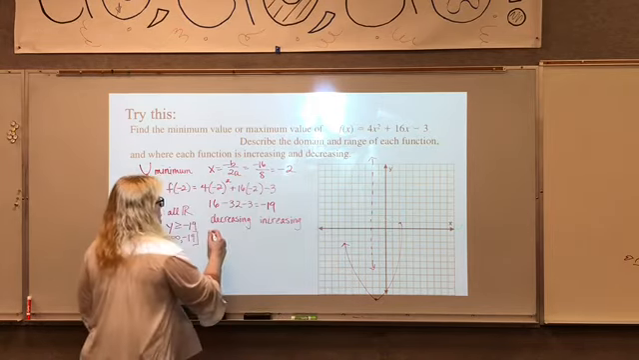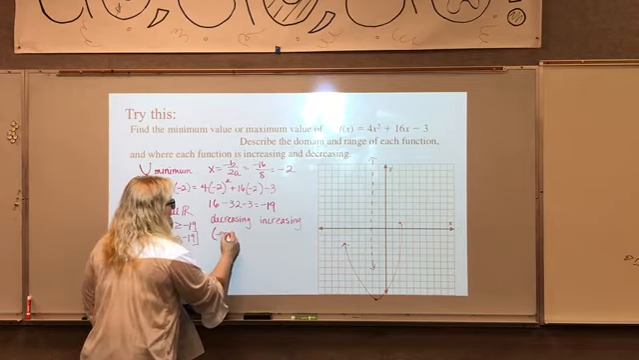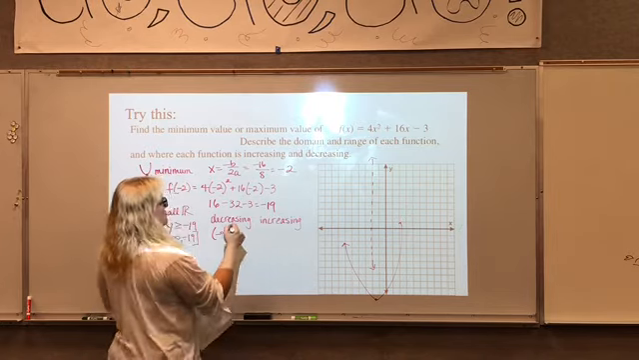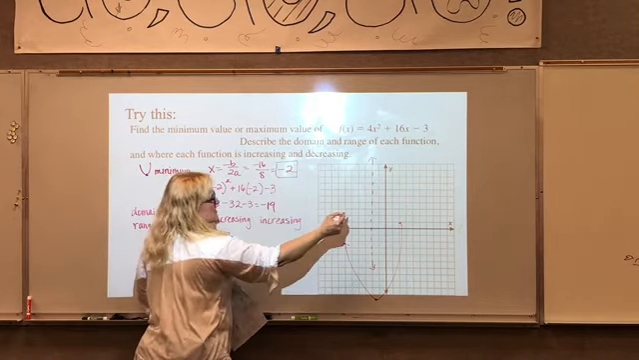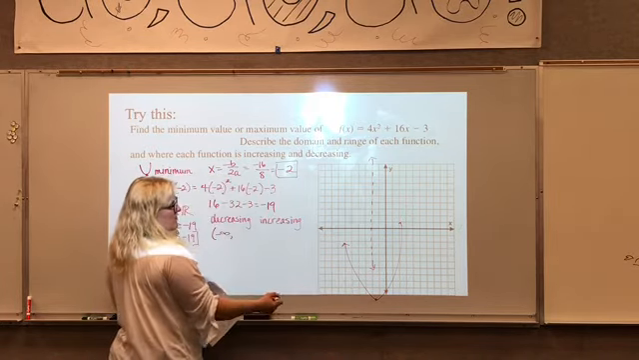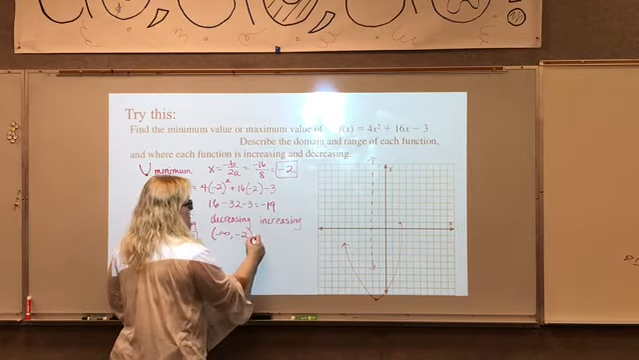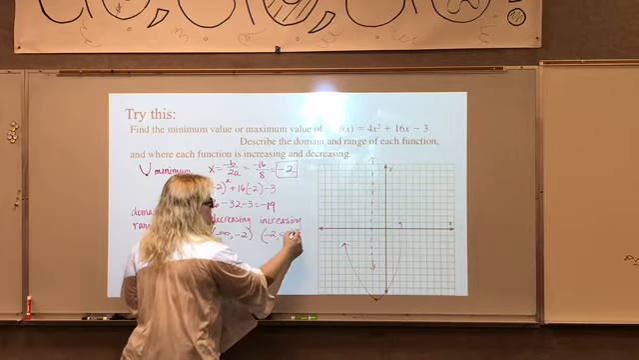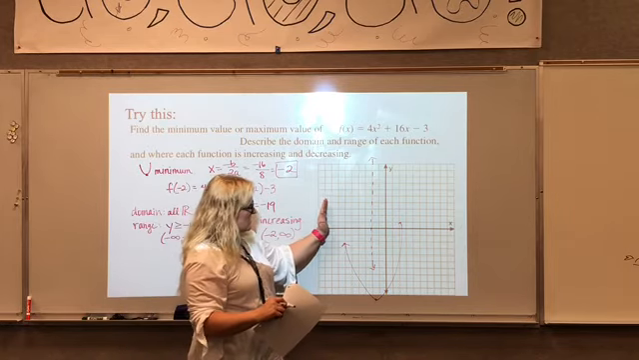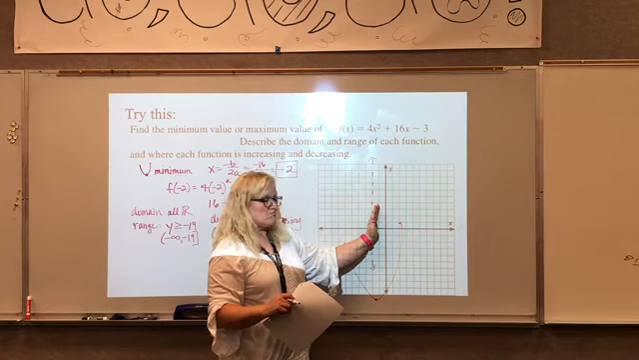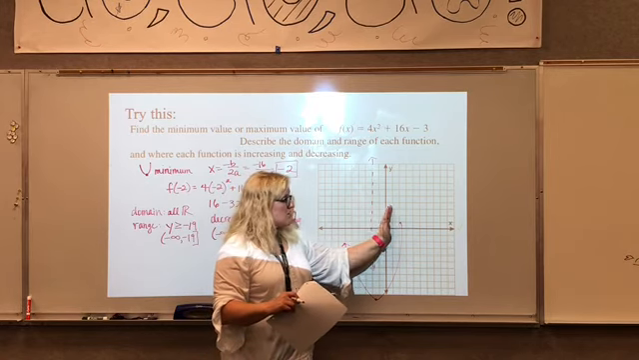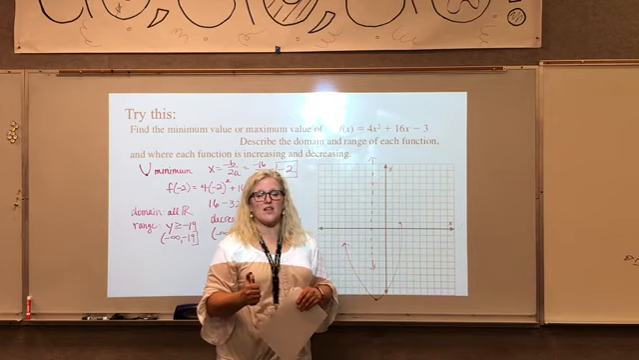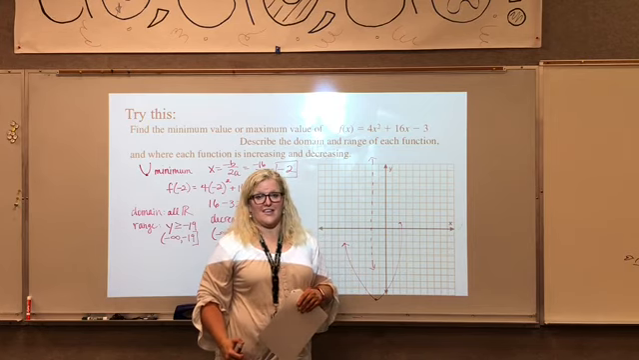So it's decreasing from negative infinity to, where was it? Negative 2, okay, because it's the x value of the vertex, negative 2, and it's increasing from negative 2 to infinity. So decreasing, decreasing, decreasing, stop. Now it's increasing, increasing, increasing. Okay, I hope that makes sense. We'll finish up the lesson maybe in the next video.